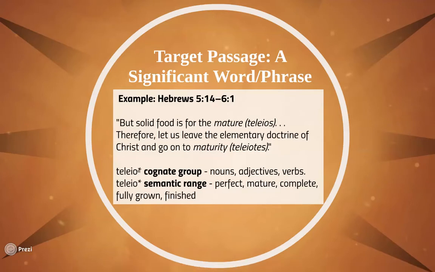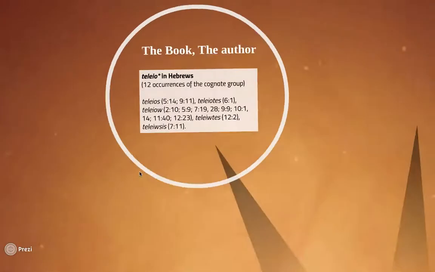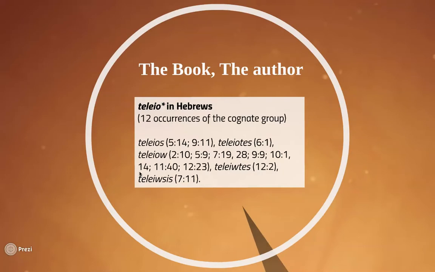All right, so that's our target passage. That's how we identify a significant word or phrase. Now, what's our first place we look? What we're going to find is that the best way to figure out what a term means, and terms only mean what authors use them as, is to look within the book itself. That's our first search.